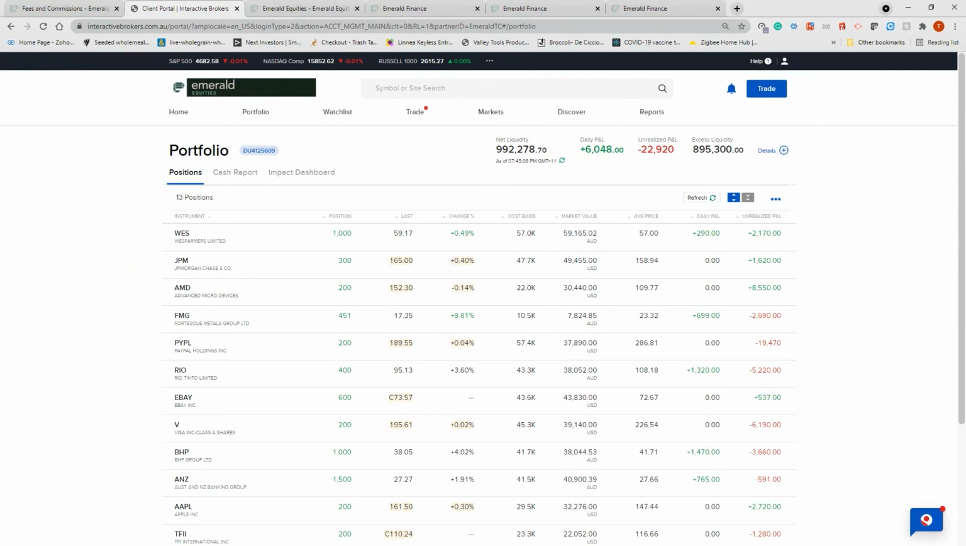As I said before, this platform is really good for equities, guys. For Australia, it's really good for equities, and for the US, for equities and derivatives. I wouldn't really use this for derivatives trading in the Australian market though.